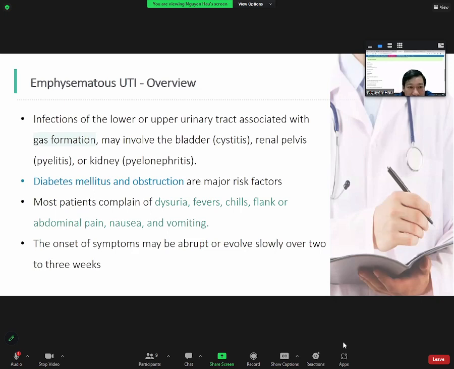Emphysematous UTI: infection of the lower or upper urinary tract associated with gas formation, which may involve the bladder, renal pelvis, or kidney. Diabetes mellitus is a major risk factor, and cirrhosis, Cushing syndrome, or elderly age are also risk factors. Most patients complain of dysuria, fever, chills, flank or abdominal pain, nausea, and vomiting. The onset of symptoms may be abrupt or evolve slowly over 2 or 3 weeks.